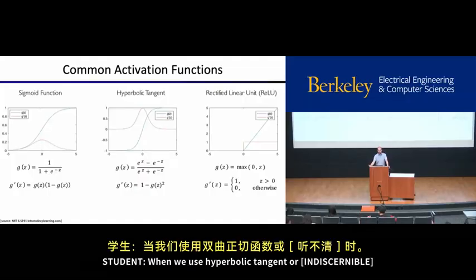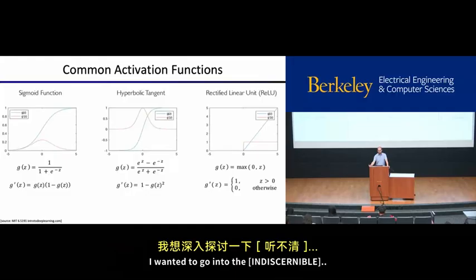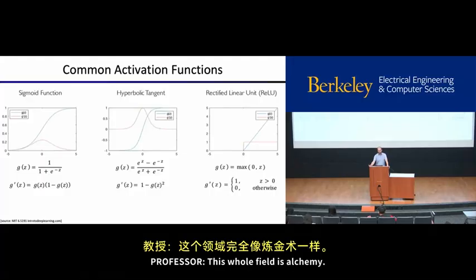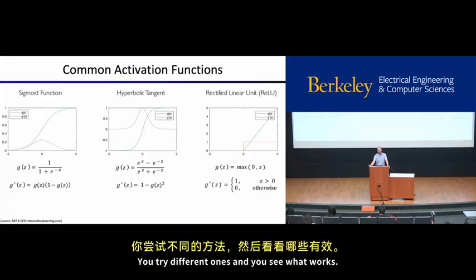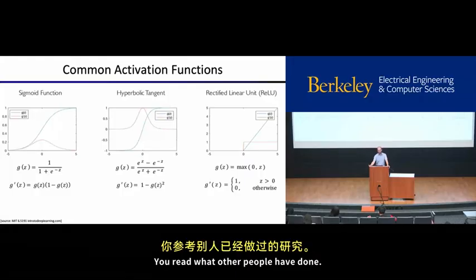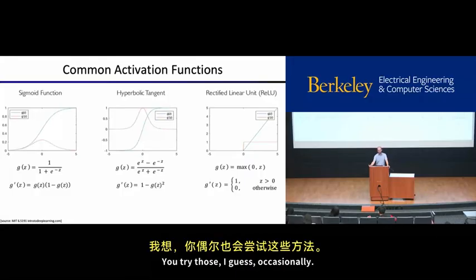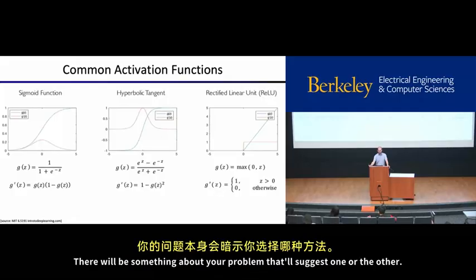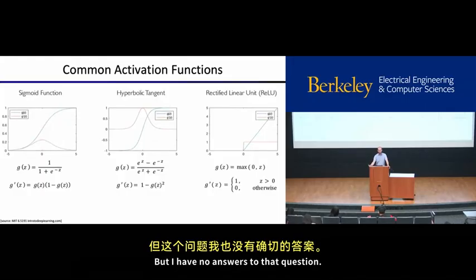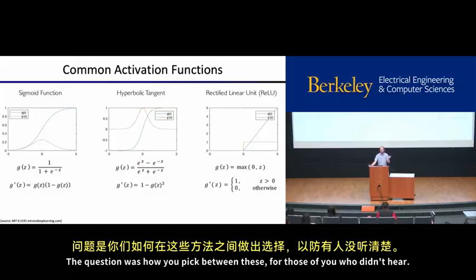When we use hyperbolic tangent or ReLU, like I've always seen the sigmoid. This whole field is alchemy. You try different ones and you see what works. You read what other people have done. You try those. I guess occasionally there will be something about your problem that'll suggest one or the other. But I have no answers to that question. The question was how you pick between these, for those of you who didn't hear. Any other questions?